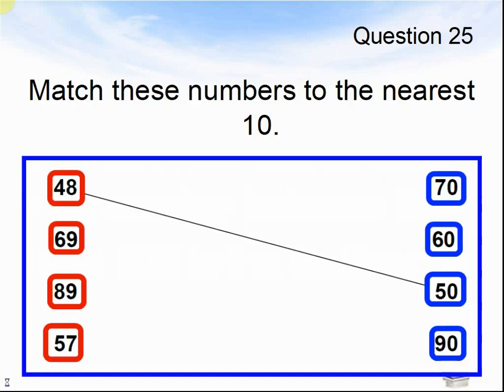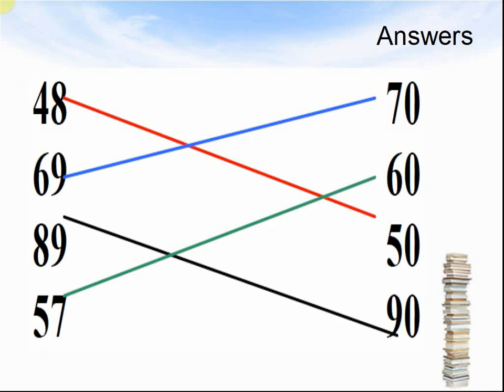Here's the next question. Question 25. Match these numbers to the nearest 10. It's going from 48 rounds up to 50. What does 69 round up to the nearest 10? 89, what's its nearest 10? And 57, what is its nearest 10? Pause the video until you are ready to see the answers. Here come the answers. The answers are 48 rounds to 50, 69 rounds to 70, 57 rounds to 60, 89 rounds to 90.